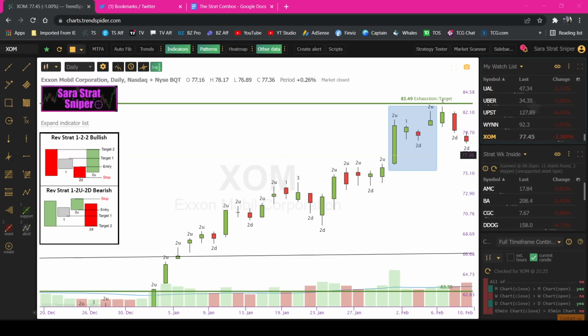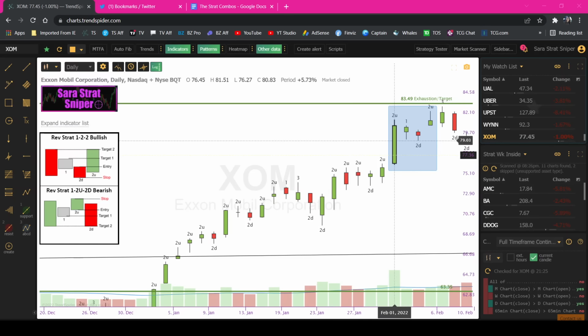However, we have a couple of secret weapons in our pocket. We have full time frame continuity, and we have the knowledge of exhaustion risk and targets. So we know when to take a reversal and when to not take a reversal. For instance, we are looking at the daily chart of XOM, which is in the energy sector, and we all know it's been super bullish.